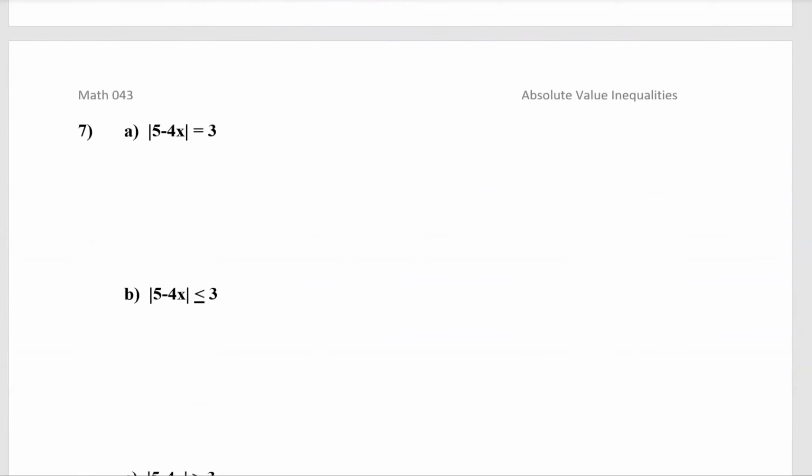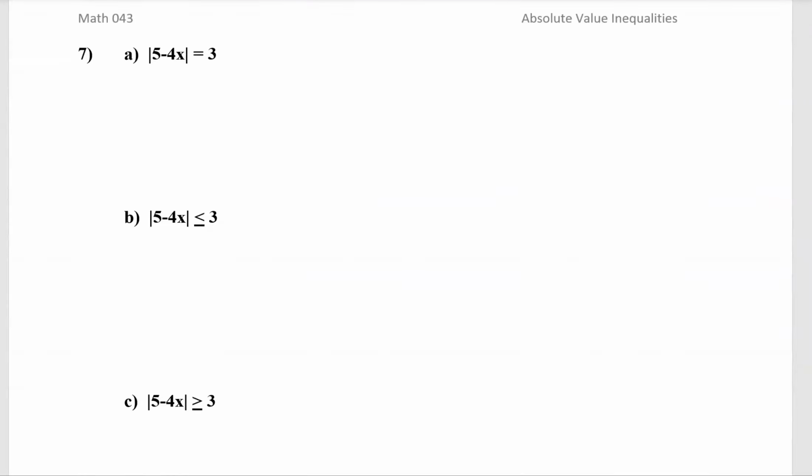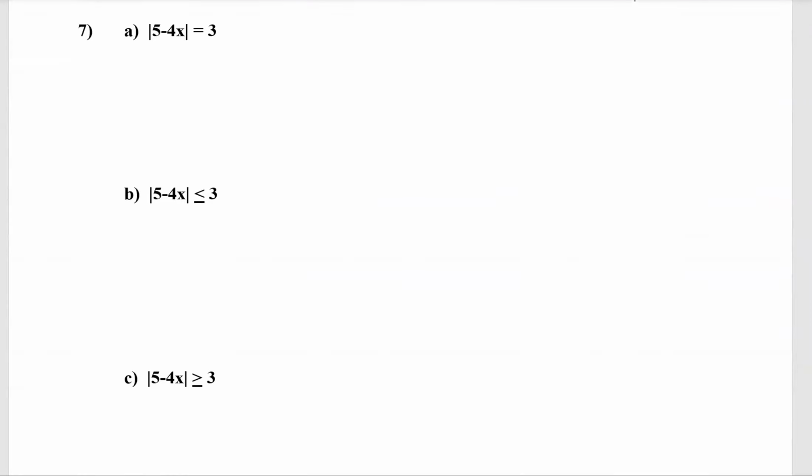All right, number 7, you'll notice A, B, and C have the same absolute value. A is equal to 3, B is less than or equal to 3, and C is greater than or equal to 3. So let's start by working out A. So we have an absolute value is equal to 3.